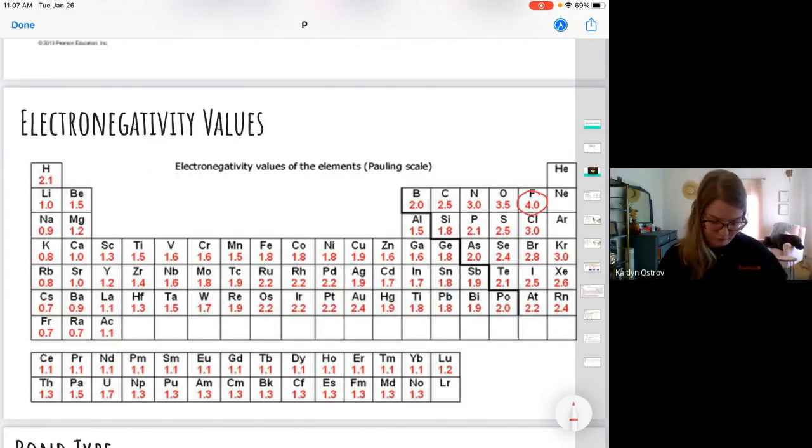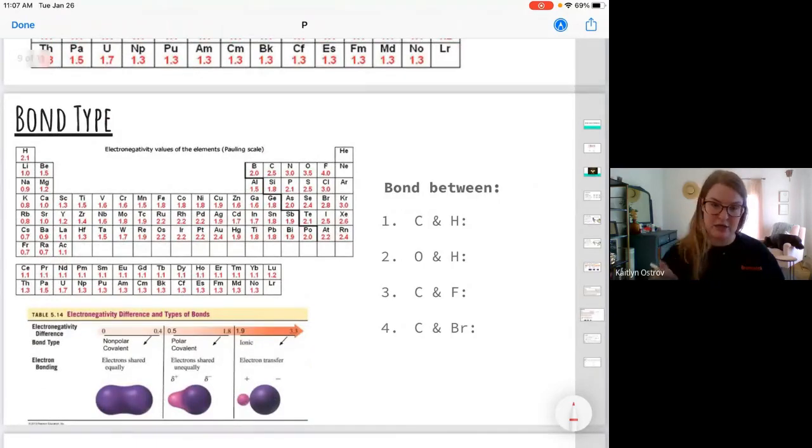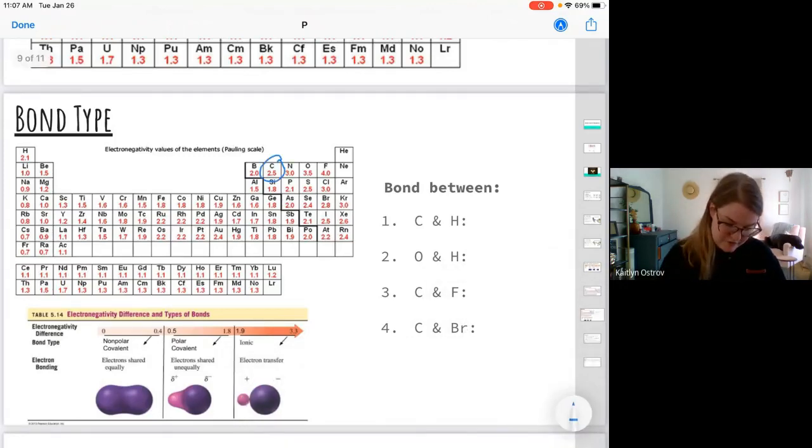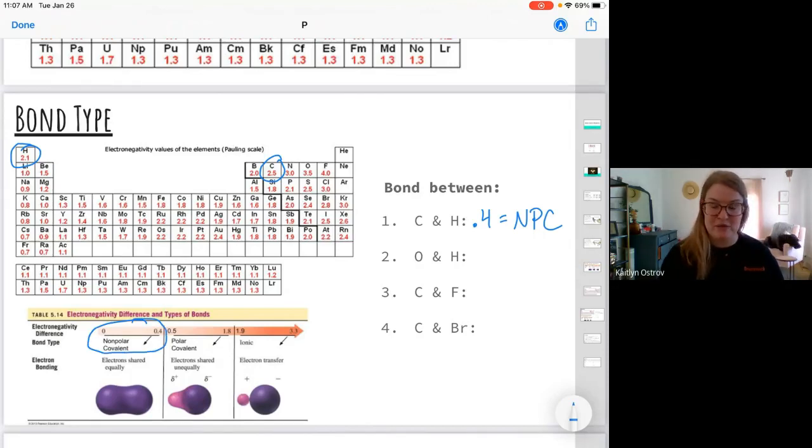It's just a number. So if we're looking at a bond here between our first one, we have carbon and hydrogen. Carbon has an electronegativity of 2.5. Hydrogen has an electronegativity of 2.1. So we just subtract, we just find the difference. So 2.5 minus 2.1 gives us 0.4. So that means it's going to be a non-polar covalent bond because 0 to 0.4, if you look at that little diagram on the bottom, gives us non-polar covalent. So if there's a bond between carbon and hydrogen, they're going to share their electrons pretty evenly. You're not going to get a strong positive or negative region.